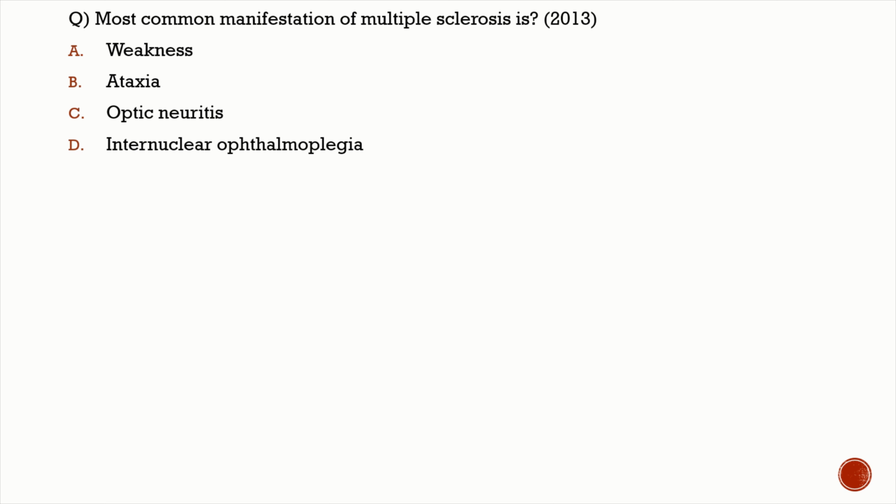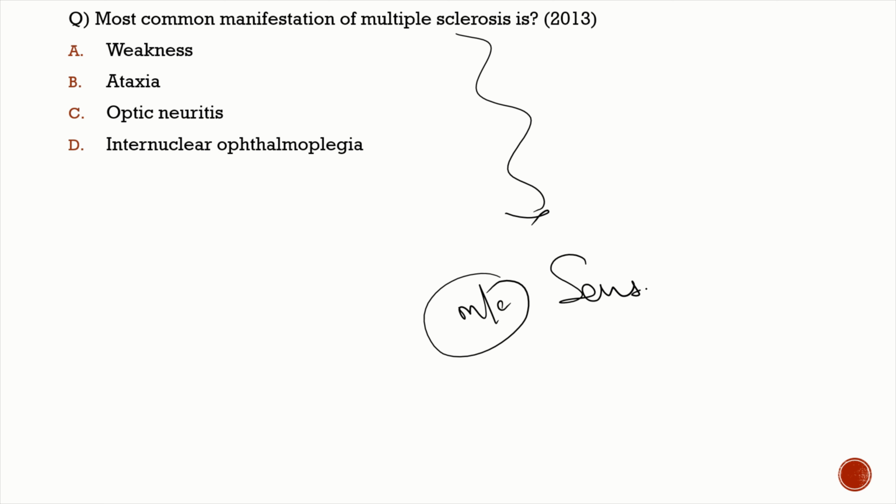The most common manifestation of multiple sclerosis is always sensory disturbance. Sensory symptoms are the most common. The second most common is going to be optic neuritis. Since sensory symptoms is not given in the options, here you can go for optic neuritis. But remember, this is the second most common, not the most common manifestation.